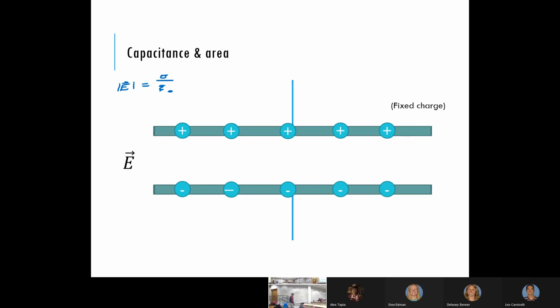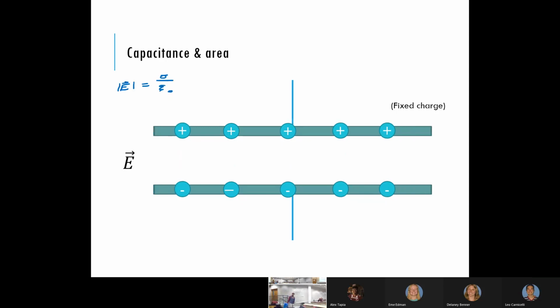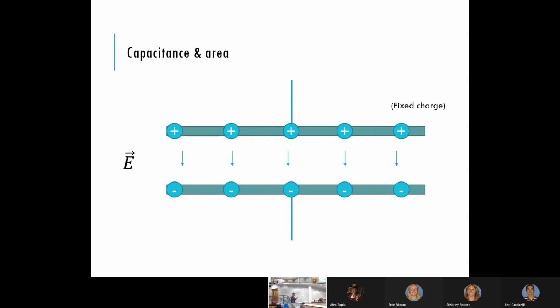Well, if I decrease the charge per unit area, this sigma, that number goes down. That means the magnitude of the electric field decreases, right? I should make them shorter. Sorry, that's not quite overlapped. We'll work on that. Okay, so the magnitude of the electric field has decreased.